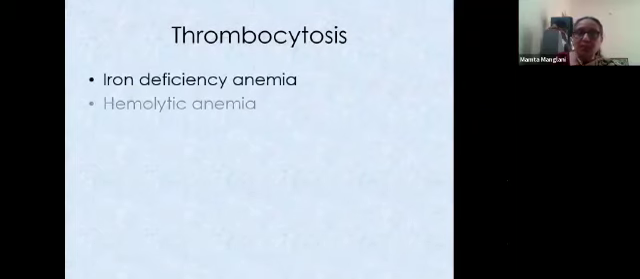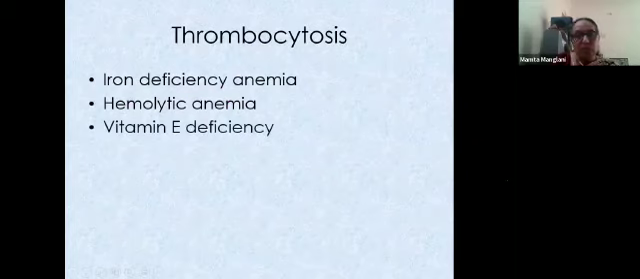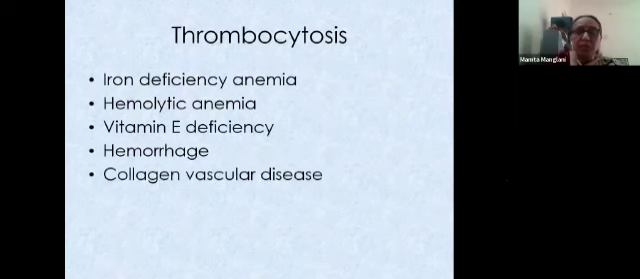Thrombocytosis is often seen in iron deficiency anemia and hemolytic anemia. Now, is it true, thrombocytosis in iron deficiency anemia? It could be, it need not be, because erythropoietin and thrombopoietin share some properties and therefore they can stimulate each other's cells, and so you can have an increased platelet count because erythropoietin is increased. Hemolytic anemia can similarly give thrombocytosis. Or vitamin E deficiency, or when there is bleeding, obviously it's a feedback to the marrow. And in collagen vascular disease, it's an acute phase reactant.